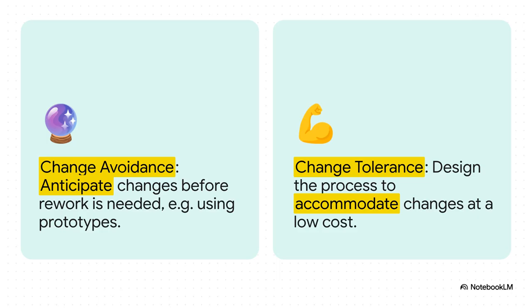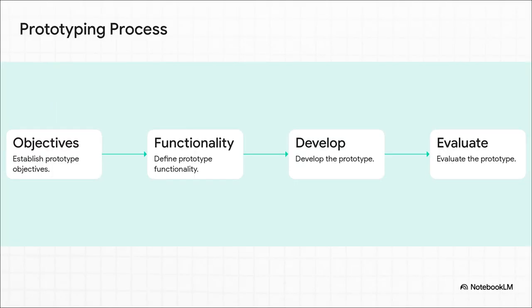Incremental development is a perfect example of change tolerance. Prototyping is a classic example of change avoidance. It's kind of like an architect building a little cardboard model before they build the actual skyscraper. You quickly build a cheap, throwaway version of your software to let users actually click around and play with it. That way, you find out they hate your design before you've spent 6 months building it for real.